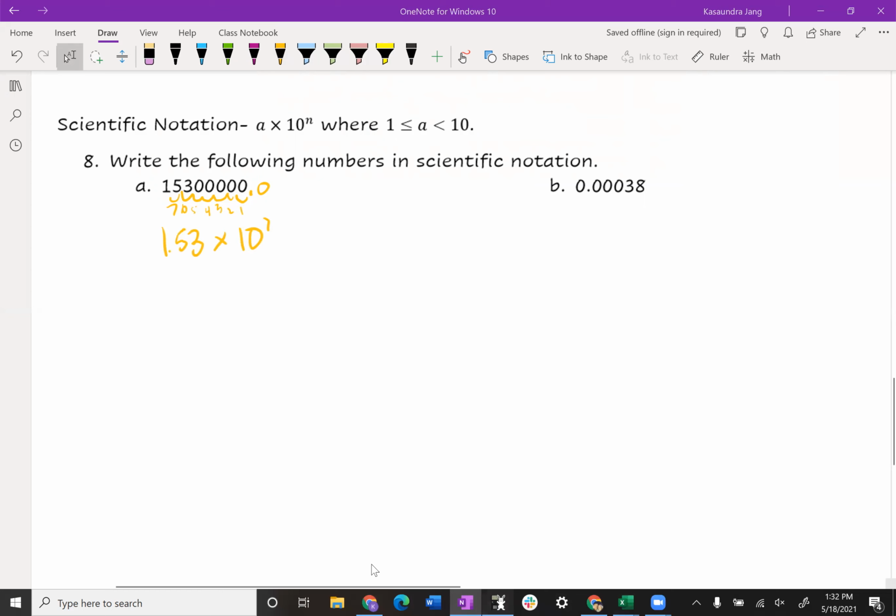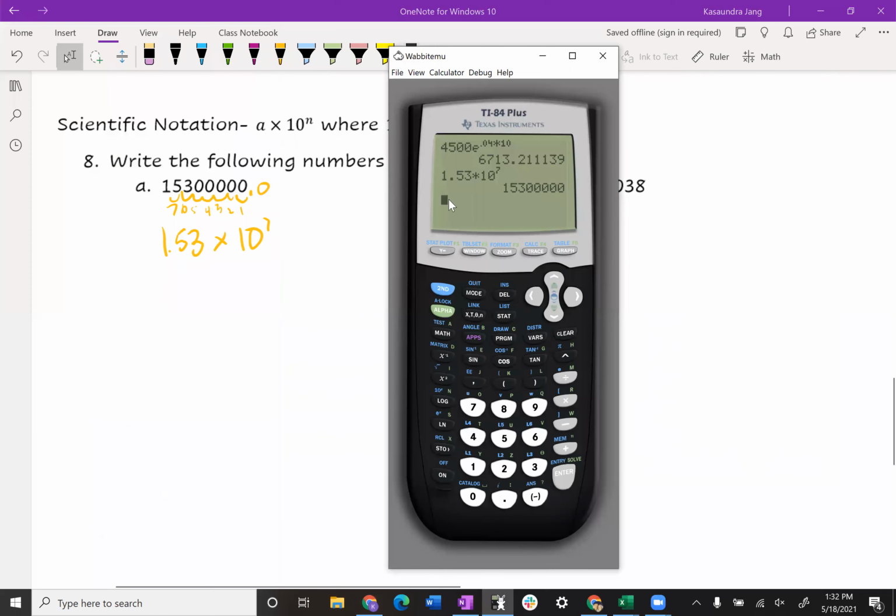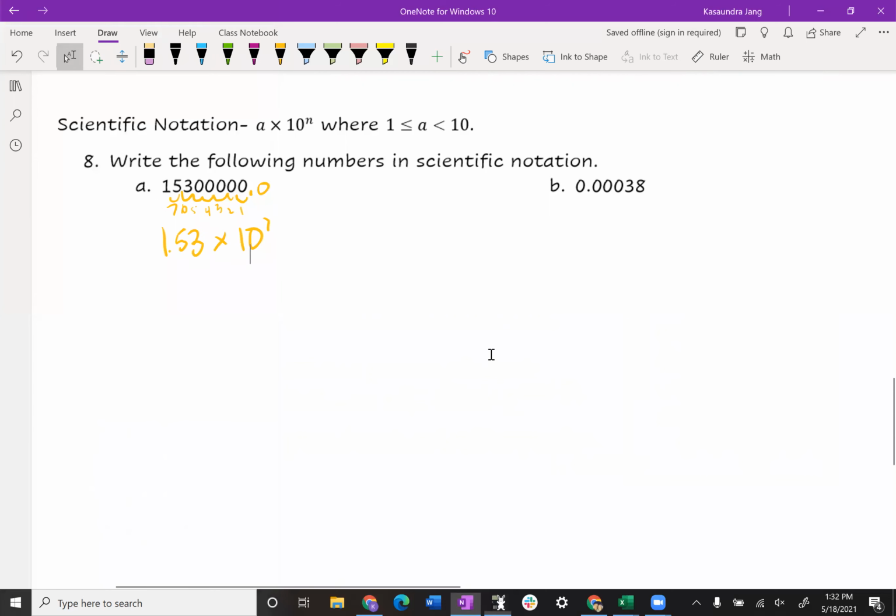And we can check it out. 1.53 times 10 to the 7th should give me the number they gave me, which had how many zeros? 153, good. Then 1, 2, 3, 4, 5 zeros after that. Yep, looks good. Okay. So this is my scientific notation, some number between 1 and 10 times 10 to an exponent.